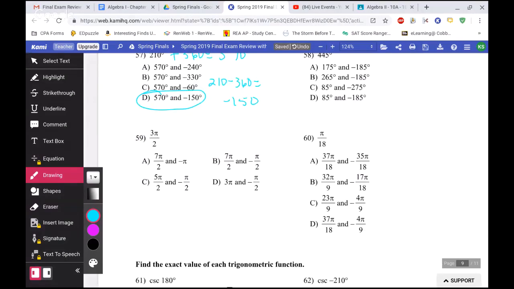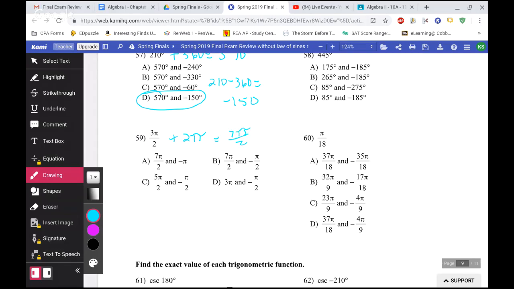For number 59, to find a coterminal angle, you know you're going to add 2 pi to this. So you can do one of two things. There is the calculator trick where you can do 3 divided by 2, or in parentheses, 3 divided by 2, close parentheses, plus 2 math, enter, enter, which would give you 7/2 pi.